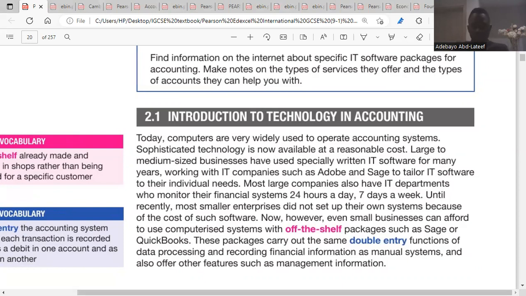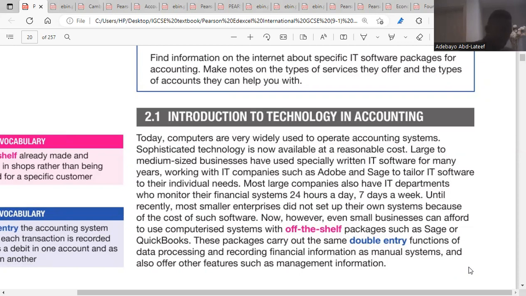I'm going to explain what an off-the-shelf package is, such as Sage or QuickBooks. These packages carry out the same double entry functions of data processing and recording financial information as manual systems and also offer other features such as management information. So what we're trying to say here is that before now, it was so expensive for small businesses to start to use accounting software because of the initial cost of it. But these days, it becomes easier by the use of off-the-shelf packages.